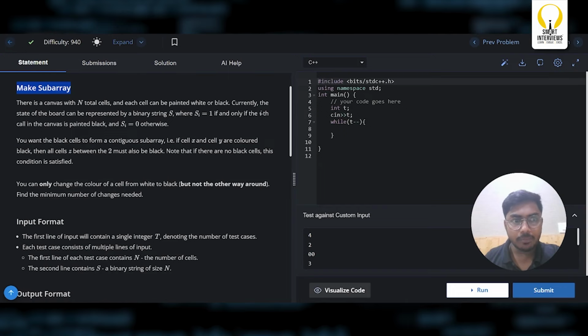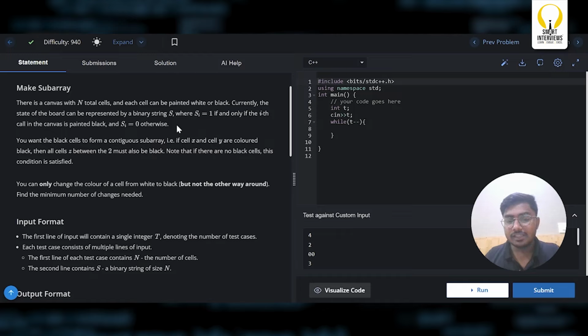Coming to the second problem, make subarray. There is a canvas with n total cells, and each cell can be painted either white or black. Currently, the state of the board can be represented by a binary string s, where s[i] equals 1 if and only if the ith cell in the canvas is painted black, and s[i] equals 0 otherwise.